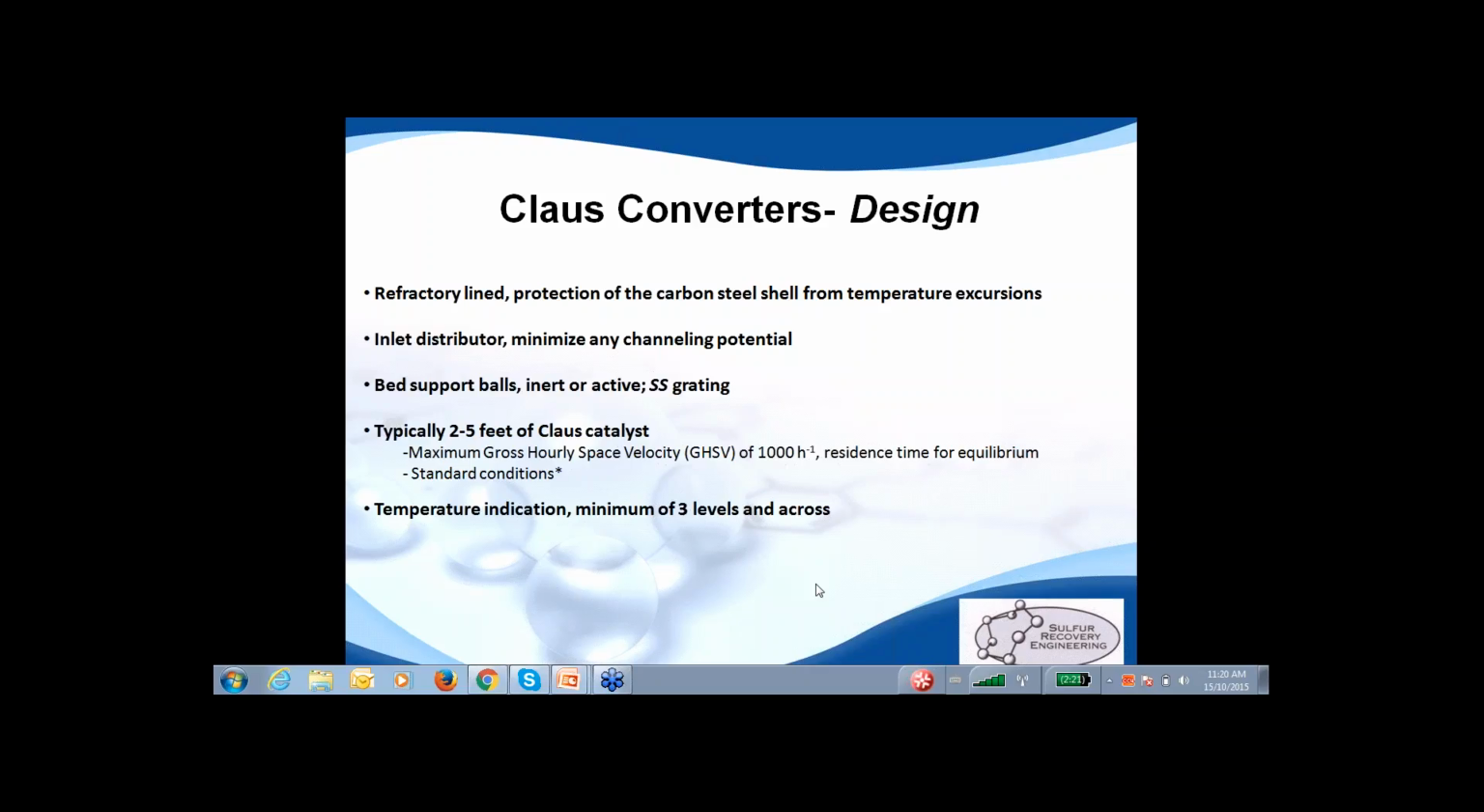And also temperature indication across a bed will give us a good indication in terms of catalyst activity. The most popular question that we receive from our clients is, we have a turnaround coming up. Do we need to replace our catalyst? As we'll see in a future slide, temperature profiling of our converter beds can provide some pretty good information in terms of where we stand going into a turnaround, and if there's a question in terms of, does my catalyst need to be replaced, or will it last another, say, 4 years?